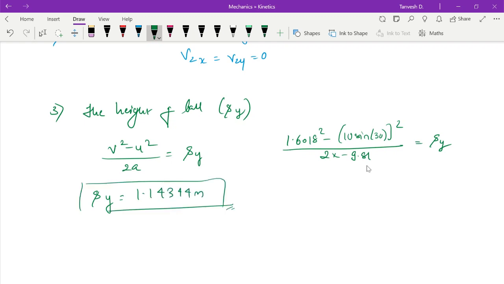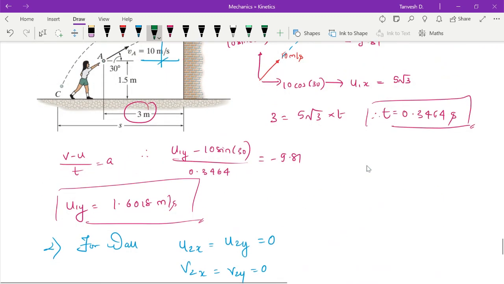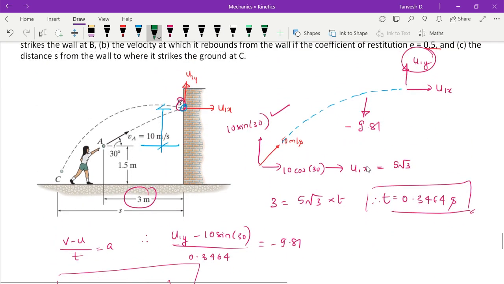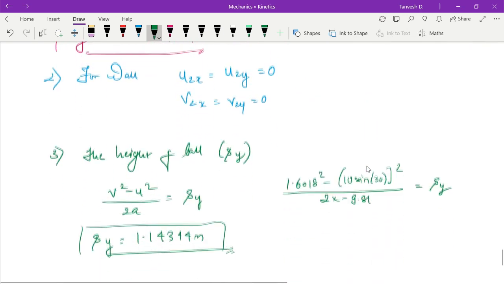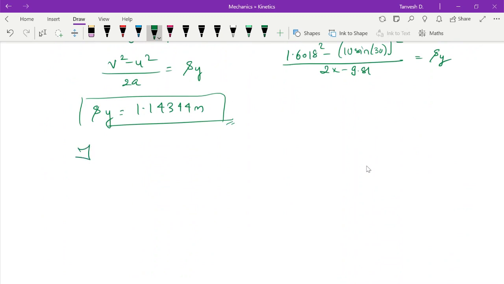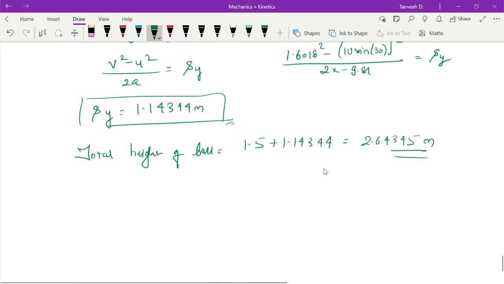1.14344 meters, and the total height from the ground will be how much? 1.1434 plus 1.5 will give you the total height from the ground. So total height of ball is equal to 1.5 plus 1.14344 is equal to 2.64345. We can apply the equation of coefficient of restitution.